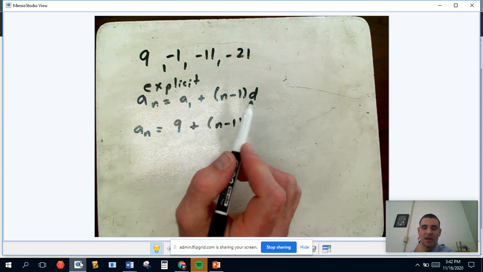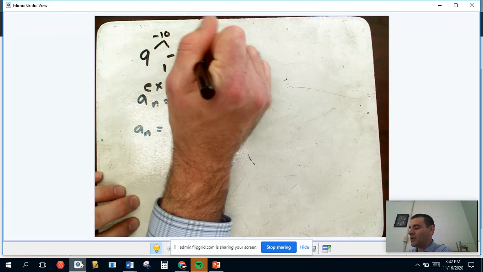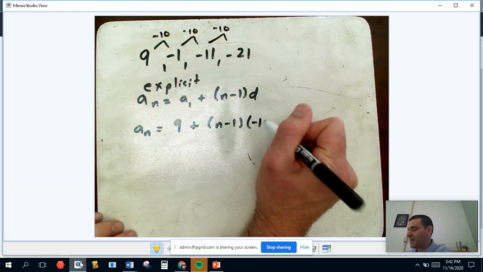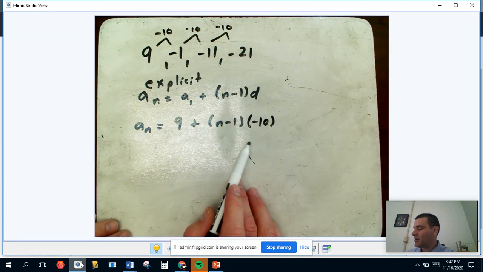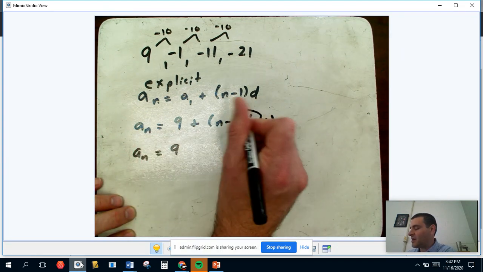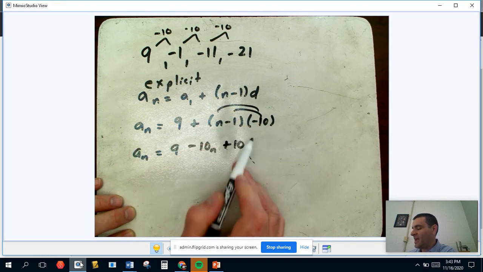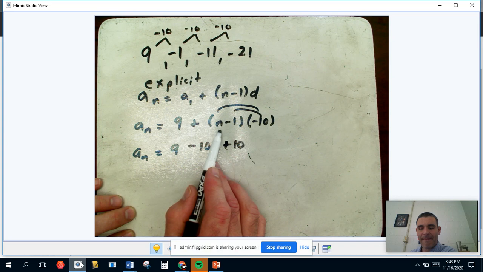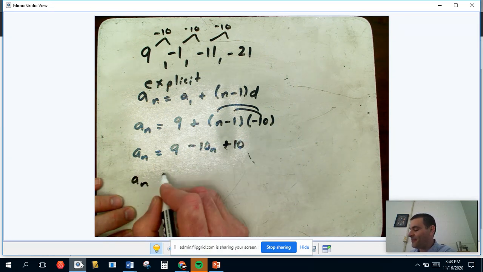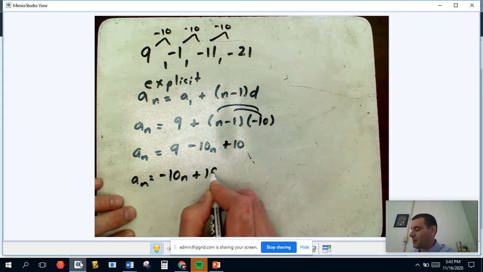Your common difference here, well, it looks like this time you are subtracting 10 as you go from one term to the next. So I'm going to put parentheses -10. Understand that we are multiplying here and not subtracting. So A sub N is equal to 9 minus 10N plus 10. Notice the negative changed both of those signs. Now I'm going to combine 9 and 10. So it's going to be negative 10N plus 19.